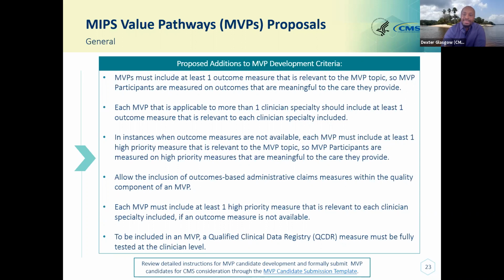And the last is more of a reminder with the utilization of QCDR measures in MVPs, that the QCDR measures must be fully tested at a clinician level prior to the MVP being finalized and available for the upcoming performance period.